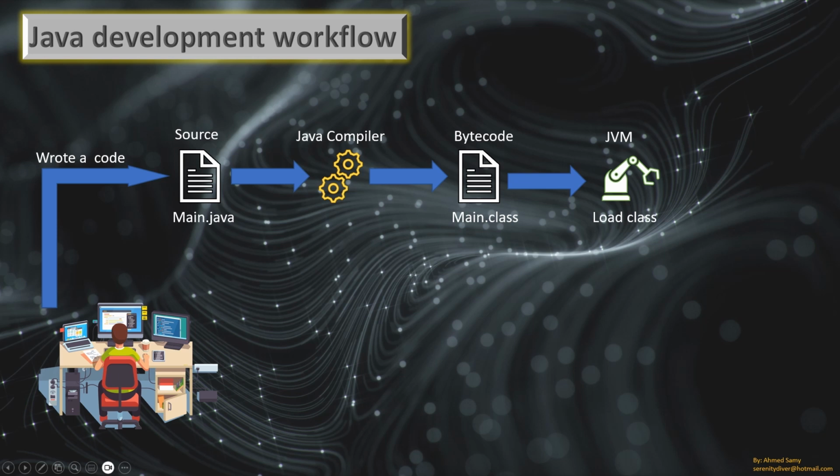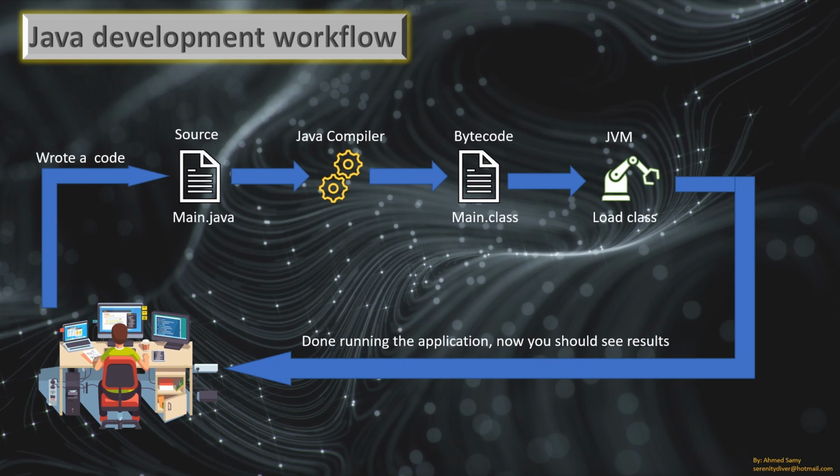The JVM will get this bytecode and it will load it, verify it, link it, and do some specific stuff. If everything is okay, there is no issue and no error, you will get the results of your code, and here we are, your application is running and everything is okay. So that's the workflow of how you can develop your application.